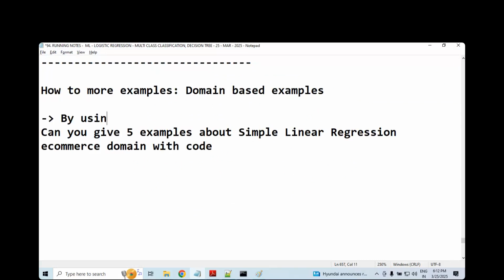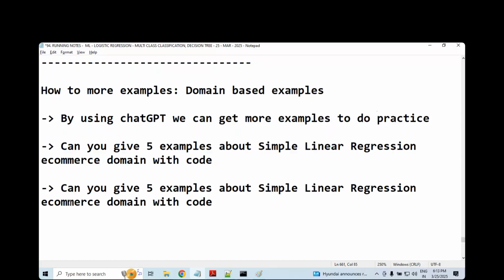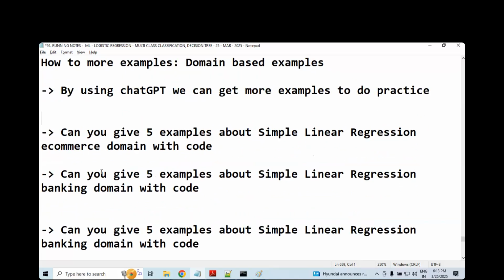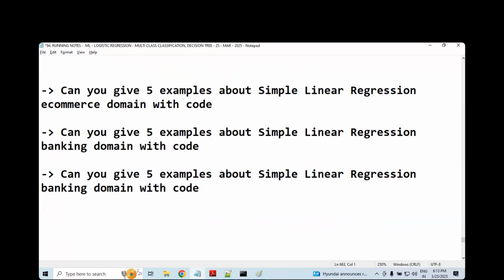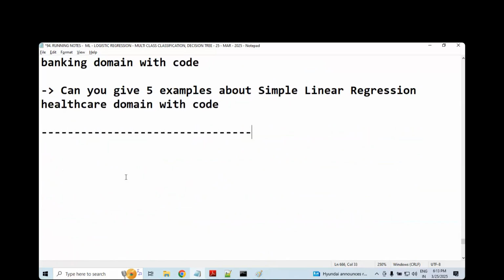Point number 1: by using ChatGPT, we can get more examples to practice. But the beauty is that you can search domain-wise. Can you give 5 examples about simple linear regression, e-commerce domain, with code? The next one will be banking domain, the next one healthcare domain. Just take the same prompt, the same text message. Then healthcare domain, like insurance domain. These are all domain based examples you can ask. We are good to go.